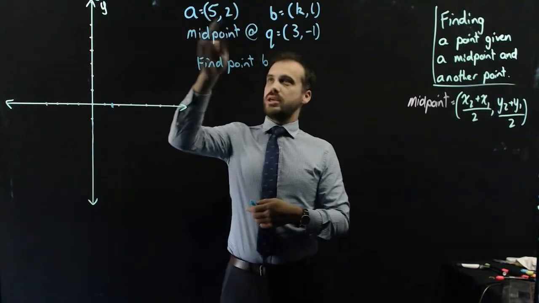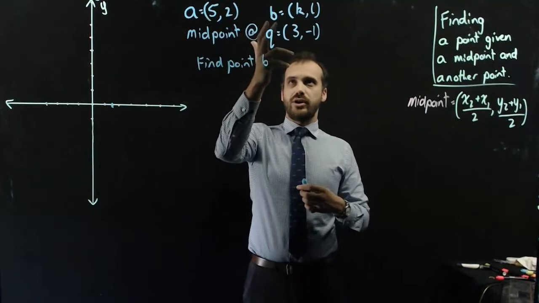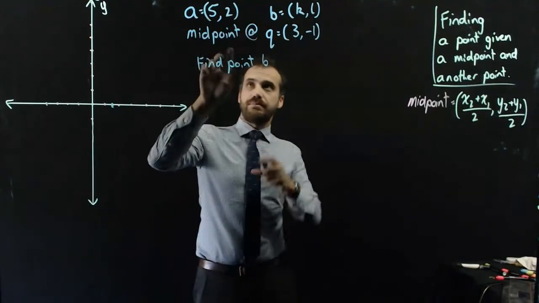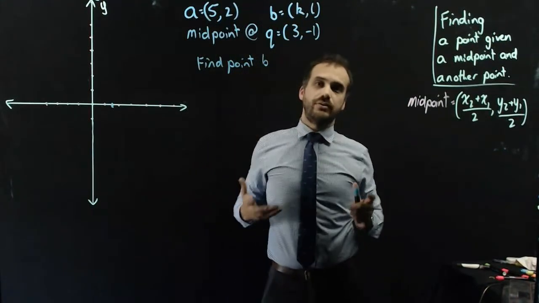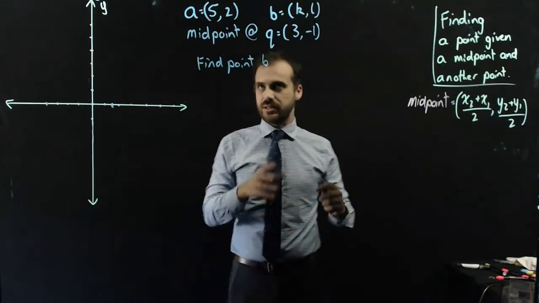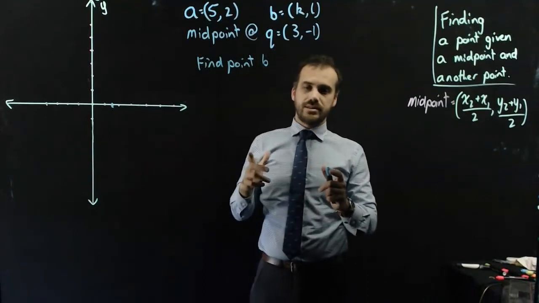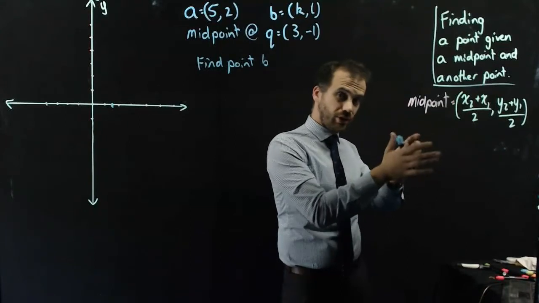You've got a point, A equals (5, 2). You've got another point that you don't know, B equals (k, L), just unknowns. But between A and B, there's a midpoint at Q equals (3, -1). We're just going to call that midpoint Q. I'm not going to call my midpoint M because I need that for something else. Okay, so how am I going to find out what point B is? Well, this handy formula will definitely help us a lot.